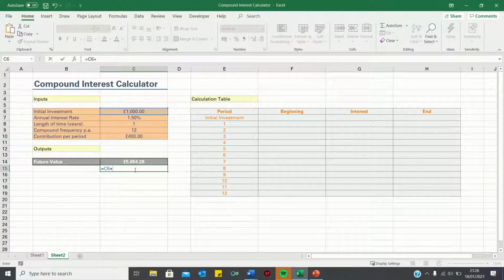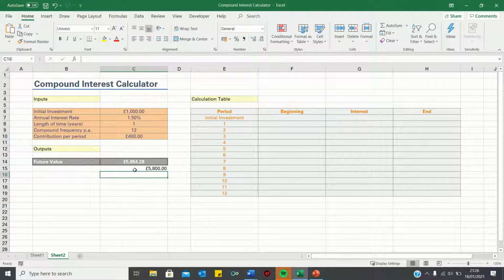To calculate the interest earned, we can calculate the amount saved without interest, which is 1,000, so the initial investments, plus the monthly standing order, multiplied by the number of periods, which is the length of time in years, multiplied by the compound frequency. The interest earned is the future value minus the amount saved. Therefore, this kind of savings account would earn £54.28 in interest.